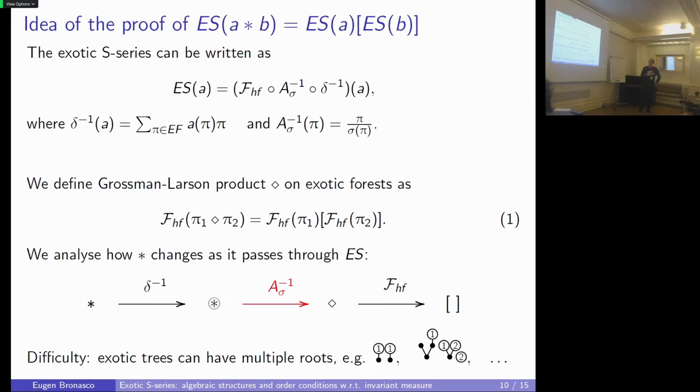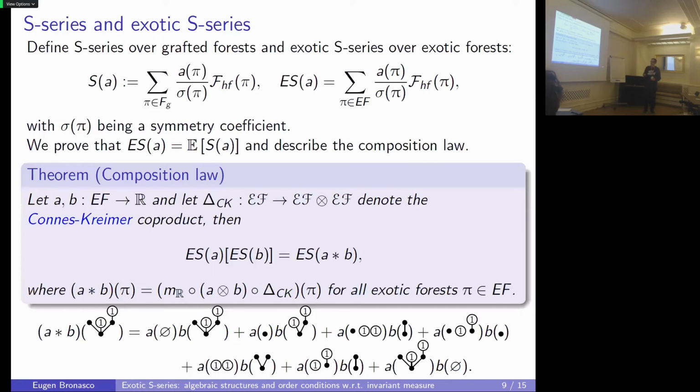Yeah. So to prove this statement, I repeat, the statement is that when we compose two exotic S series corresponding to A and B, then we get an exotic S series corresponding to the convolution product. So what we can say it means is that we have a map ES, which sends the convolution product to the product which is the composition of differential operators.